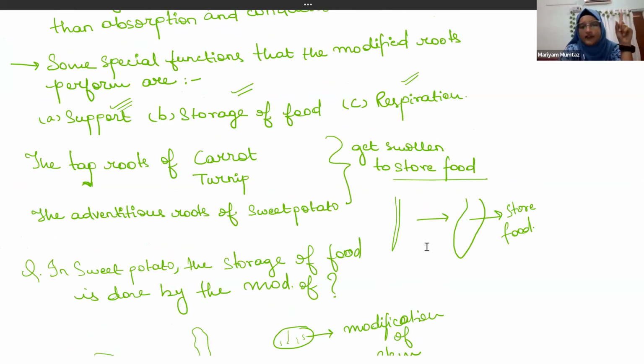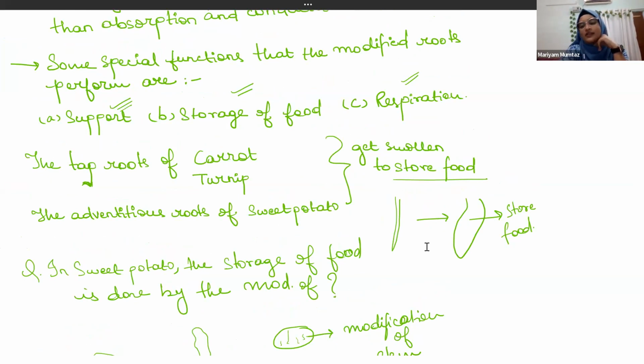So that was the first modification, which was for the storage of food. And then came the stilt roots. What were the stilt roots? Supporting roots. And where did they arise from? Lower nodes. And what were the two examples? Maize and sugarcane.